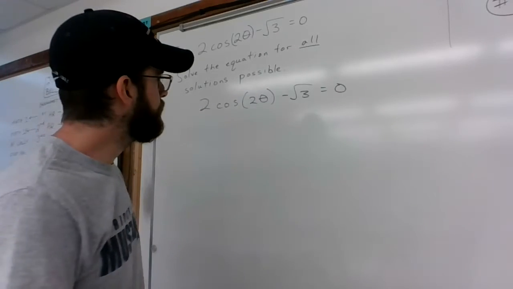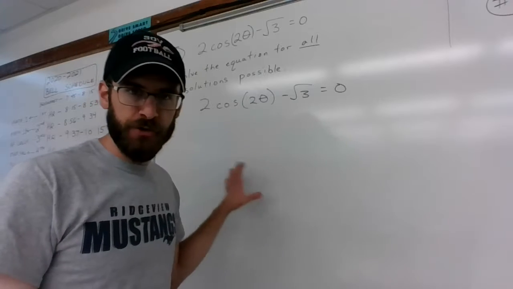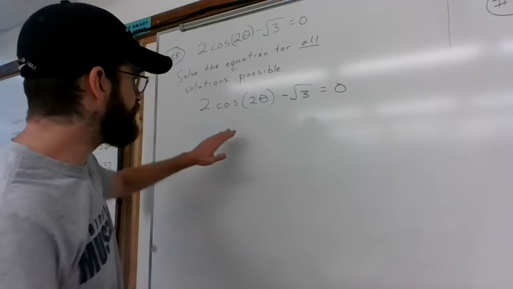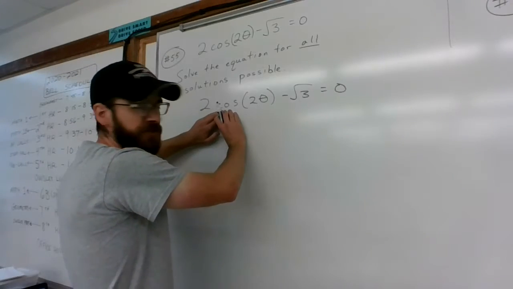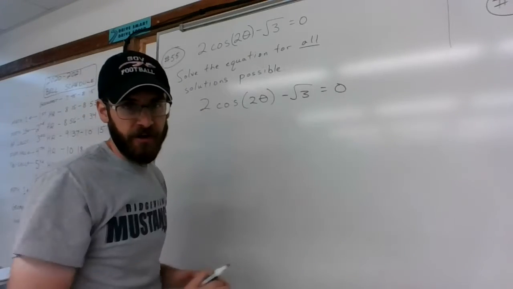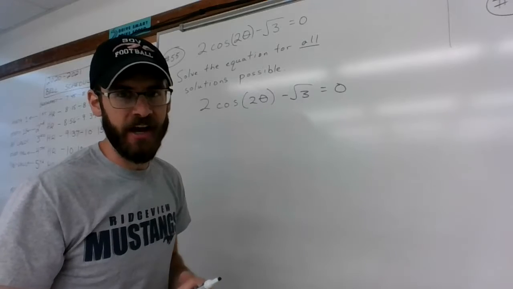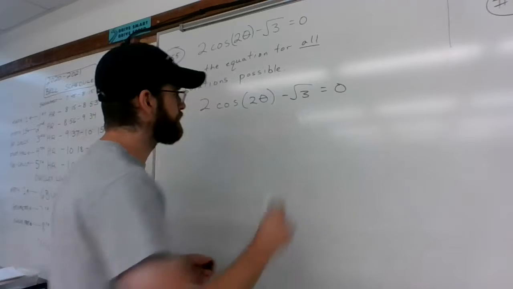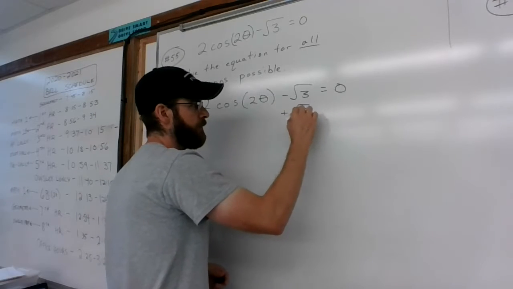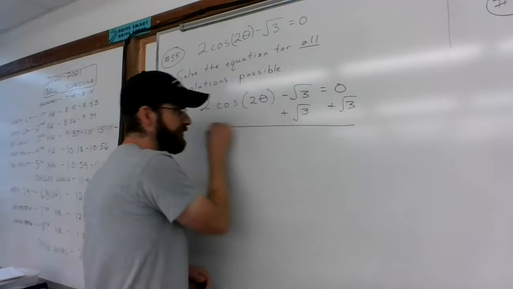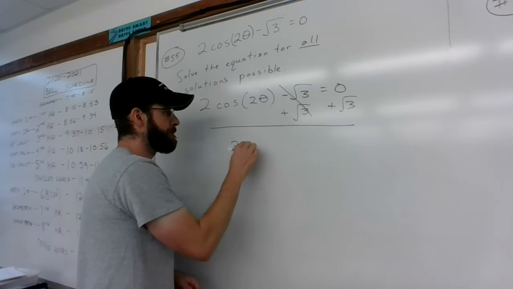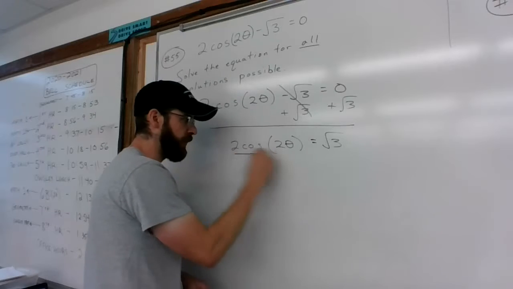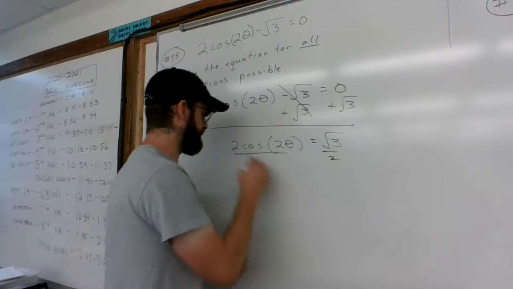Here's why. There's not really any complex structure that needs to be broken down here. Because as long as you can compare a single cosine value to a constant on the other side, we don't need to do any of that extra business. So let's just get this root 3 and this 2 on the other side for comparison.